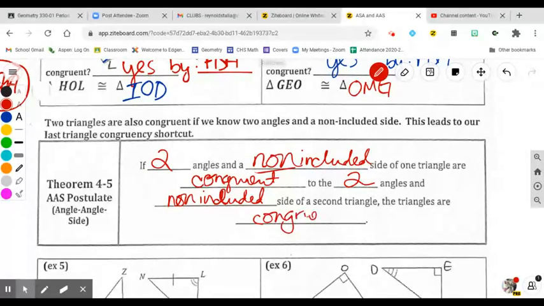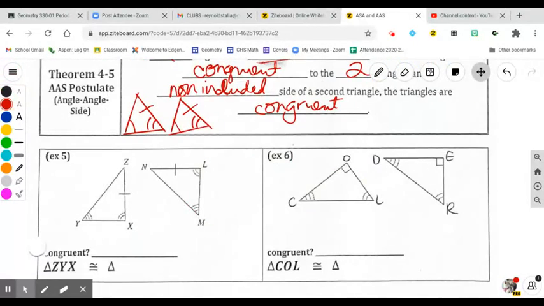So angle, angle, side would be you have two angles again, but the side that's marked is not in between the two angles. It's like one of the ones that's off to the side. So that would be what angle, angle, side looks like. Let's do an example here.